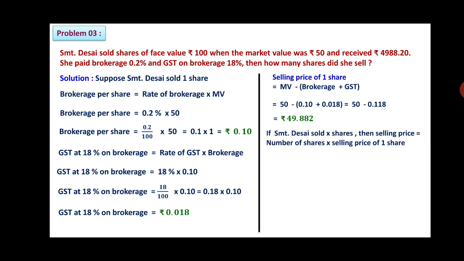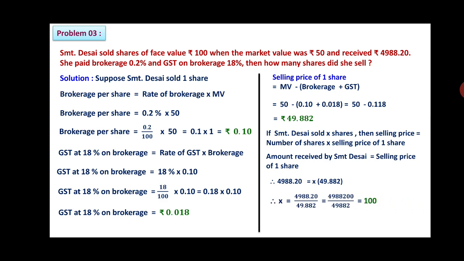Friends, if Srimati Desai sold X shares, then the selling price will be the number of shares times the selling price of one share, which is equal to the amount received by Srimati Desai. So it will be 4988.20 is equal to X into 49.882. So X is equal to 4988.20 upon 49.882. Now we'll multiply numerator and denominator by 1000. You are getting 4988200 upon 49882. After the division, the result is 100. Therefore, Srimati Desai sold 100 shares.